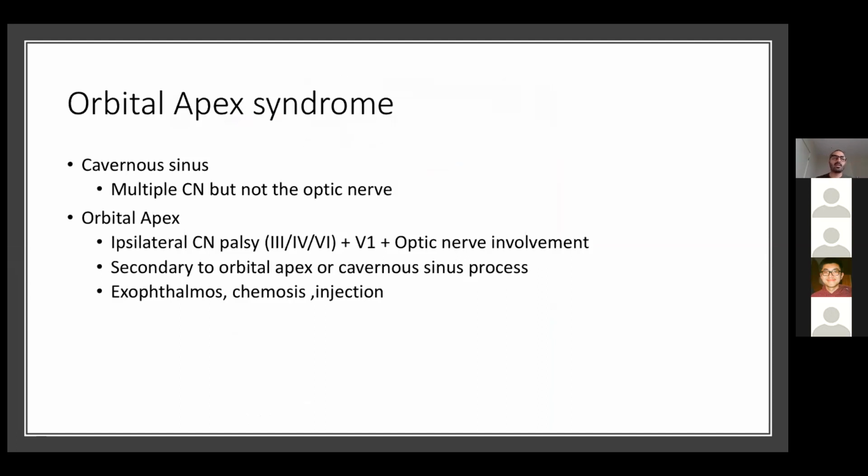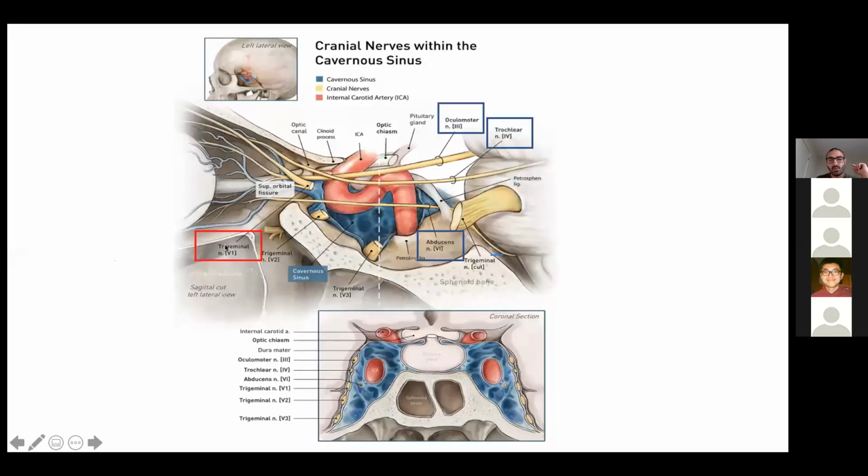While if it's affecting the orbital apex itself, we would expect multiple cranial nerves as in the cavernous sinus, but on top of that, optic nerve involvement, which presents as a decrease in visual acuity, and a V1 involvement from the trigeminal nerve, because V1 is also running in close proximity here at the orbital apex.